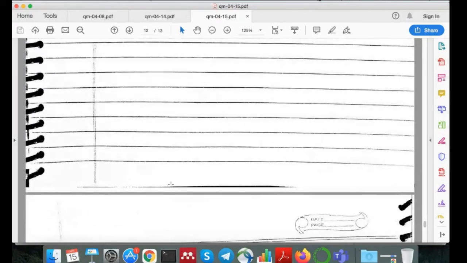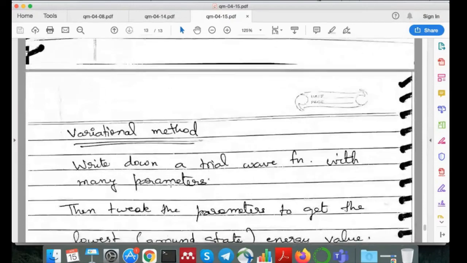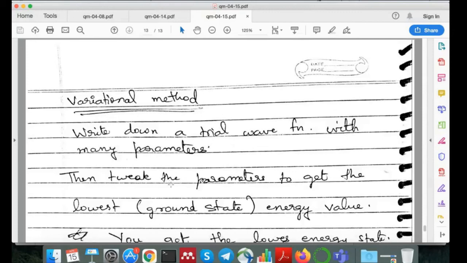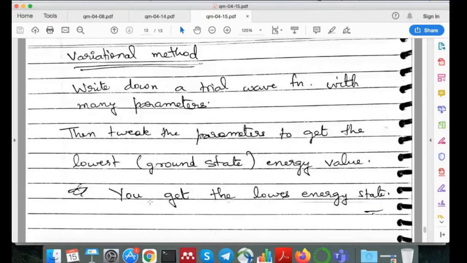Then there is the second method, which is the variational method. In the variational method, you write down a trial wave function. You guess some very simple wave function and write it down, and you assume that there are many parameters in this wave function. Then you apply the Schrodinger equation to that wave function and try to determine what the parameters are. From there, you can get the energy value. So that is the variational method.